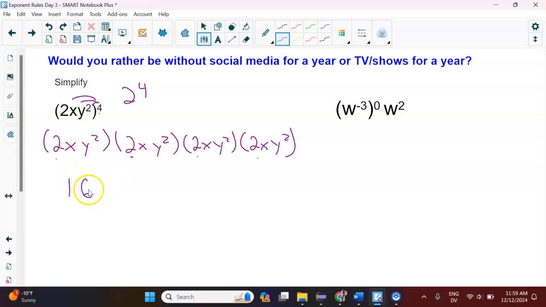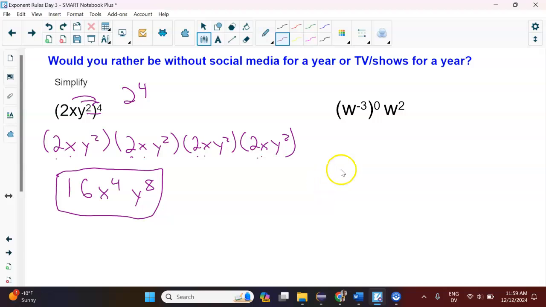So that's 16, and then x times x times x times x, that's x to the 4th. And again, that's this x getting a 4th power distributed to it. And then here again, this is the power rule, so that's y to the 8th, which you can see visually here, right? y squared, y squared, y squared, y squared, that's 8 total y's. That's y to the 8th.